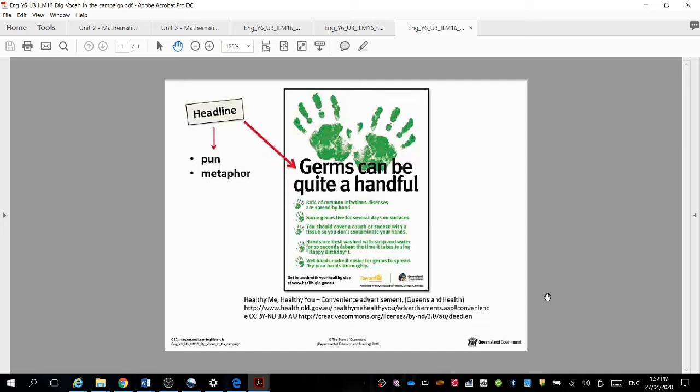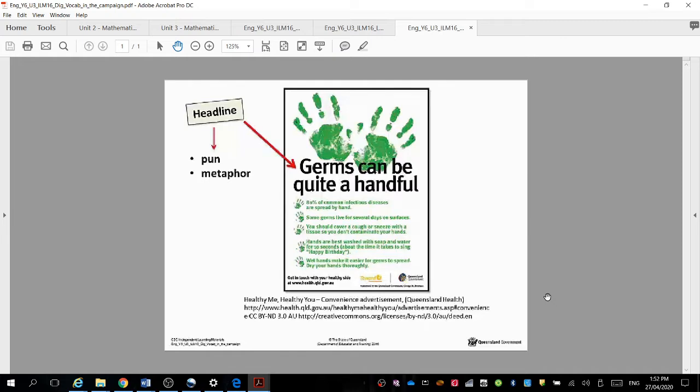The headline, however, "Germs can be quite a handful," is figurative language. It is an example of a pun and a metaphor. A pun is a play on words. There are 2 meanings of the word handful in this headline. Germs can be quite a handful can mean that the germs could be all over your hands. In other words, your hand is full of germs. A handful can also mean that something is a lot to deal with. So the headline could also mean that germs will give you a lot of problems.